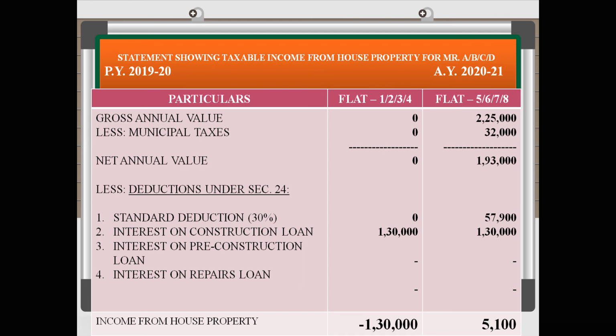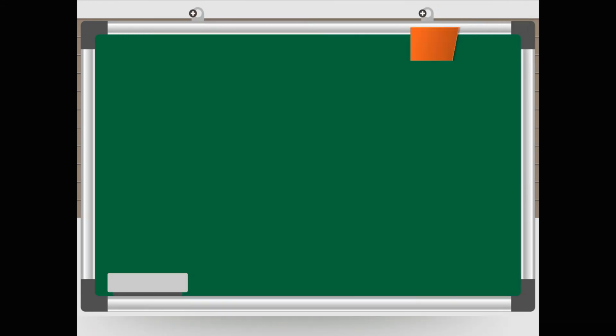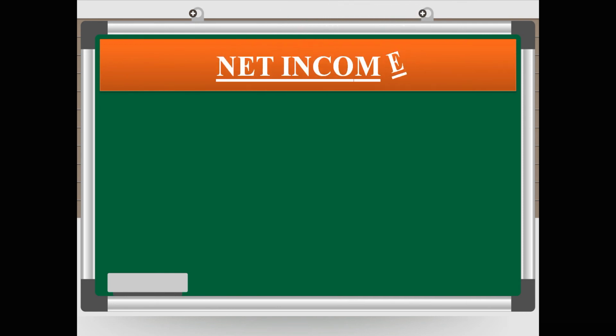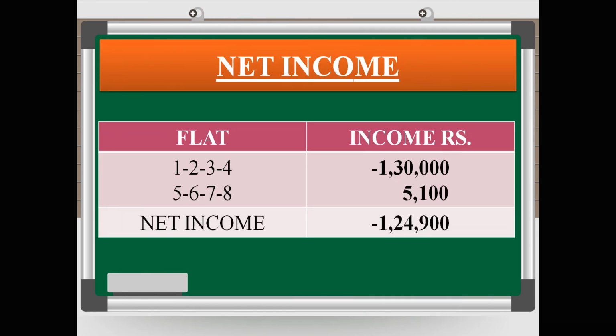So the statement of house property is hereby over. What is the next step? We have to merge both and find out the net income. So give the heading net income. Here it is.